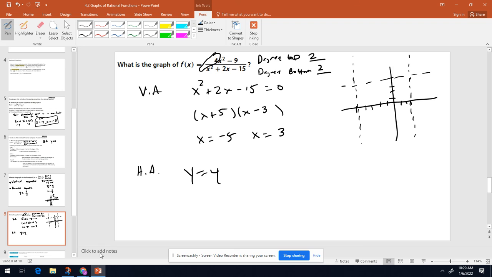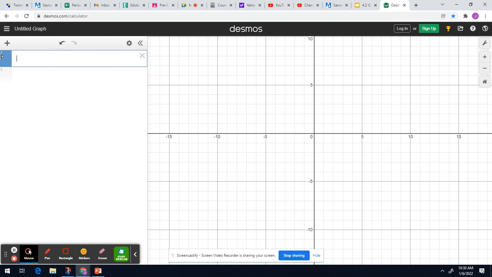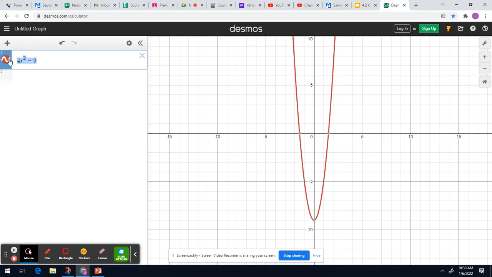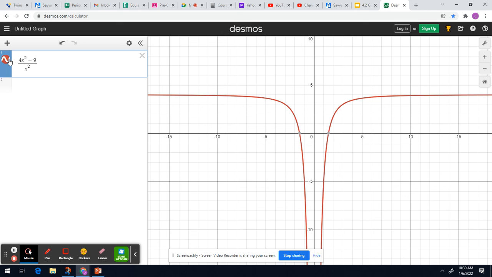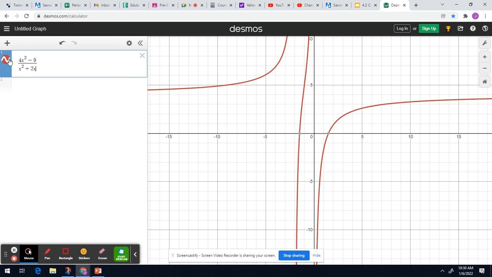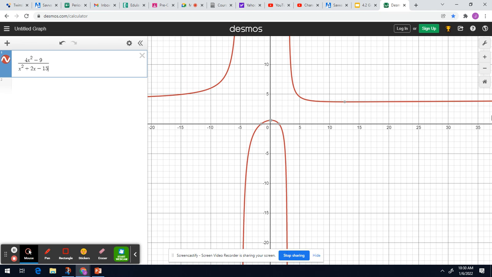So if I put this into Desmos, take a look at what it looks like. 4x squared minus 9 over x squared plus 2x minus 15. I've got 4x squared minus 9, divide that whole thing by x squared plus 2x minus 15. Okay, so look, it gives me this little parabola-shaped graph down here. And then up here, I've got the 2 branches.